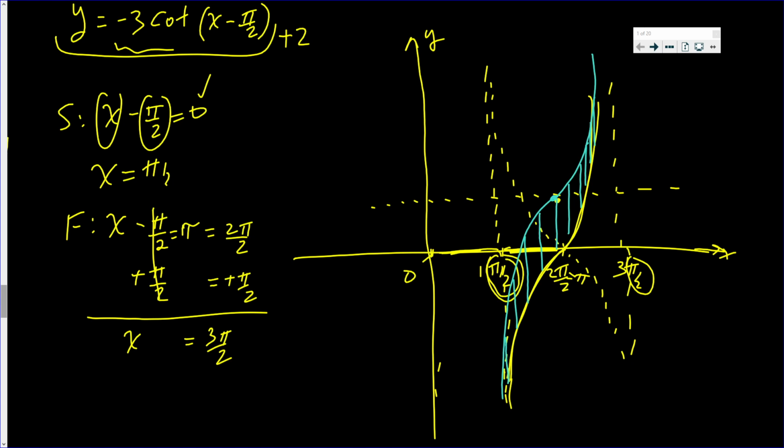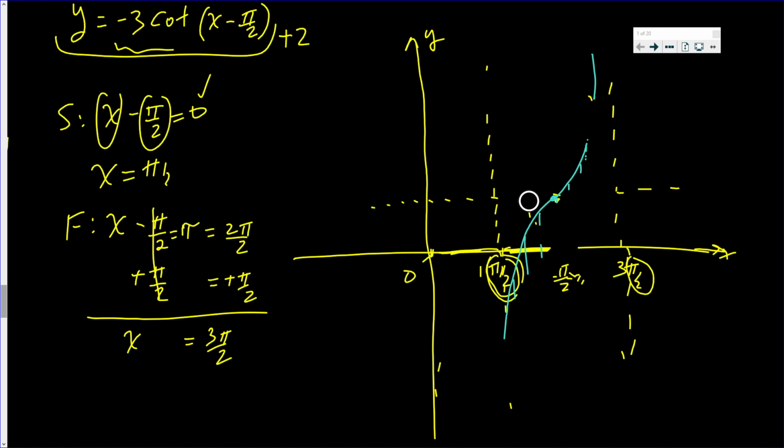But nobody's going to measure that distance only because you're not going to draw y equals 2 cotangent of x minus pi over 2. You're going to draw it with the plus 2. Okay, there is your perfect graph.